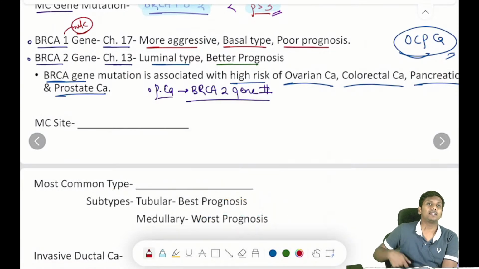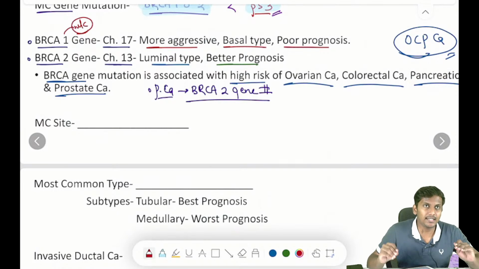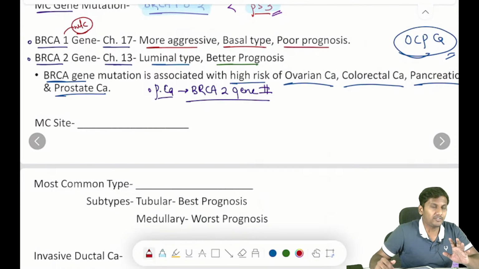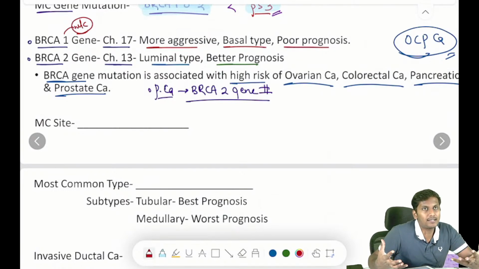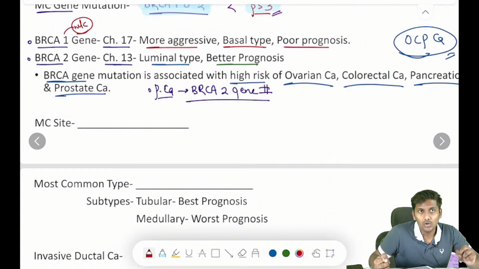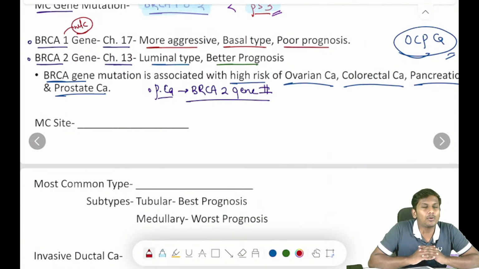BRCA2 gene mutation is also a more common cause of male breast cancer. Remember, if I talk about the incidence of breast cancer, 99% of cases of breast cancer will occur in females. Only 1% of cases can occur in males, and that too in those males who have gynecomastia, for example, enlargement of the breast, or the patients of Klinefelter syndrome. These patients have a high risk of breast cancer because they have more estrogen in their body. These male patients have a high risk of breast cancer, or the male patients with the BRCA2 gene mutation.